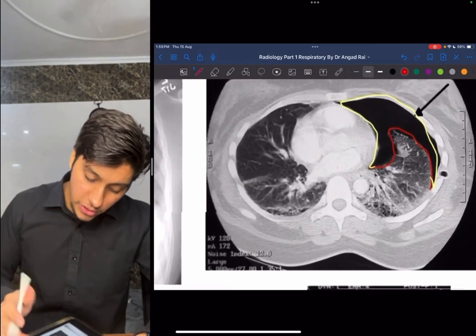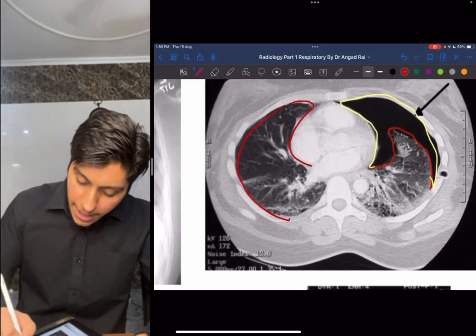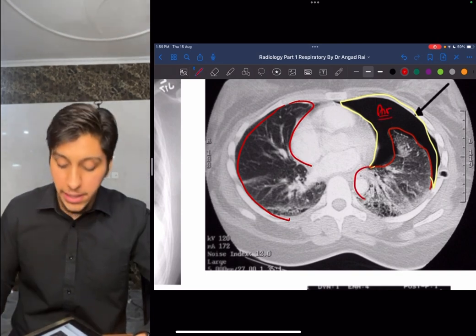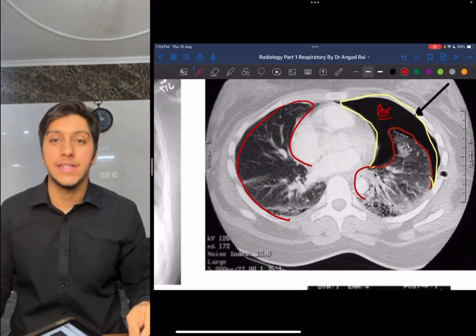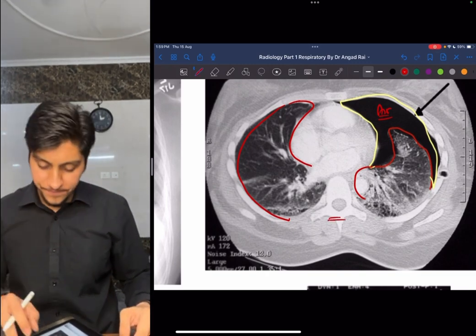Okay, over here also you can see this is the full lung structure over here. Over here there is a collapsed lung, and over here there is air. So this is also pneumothorax. This is basically a CT scan. How do I know it is a CT scan? In X-ray and CT scan, the bones are going to be white in color.